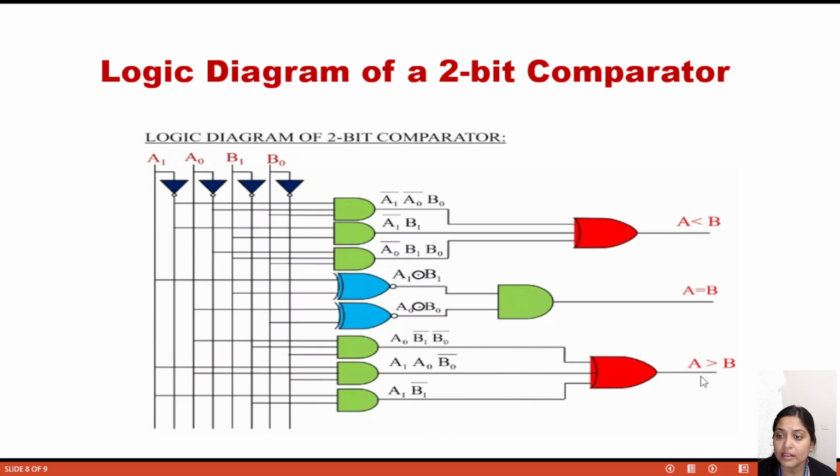Then we come to A greater than B. Here also A0, then B1 bar and B0 bar, and here A1, A0 and B0 bar, and then A1 and B1 bar. So we will also use 3 AND gates here, and the AND gate outputs will pass through the OR gate, and we will get the A greater than B value also.